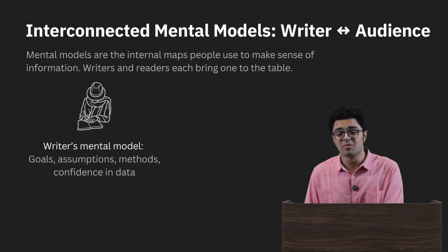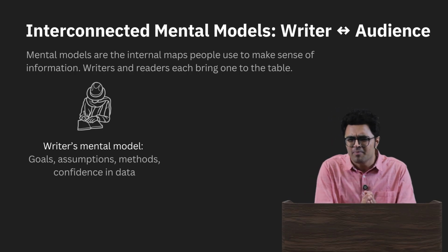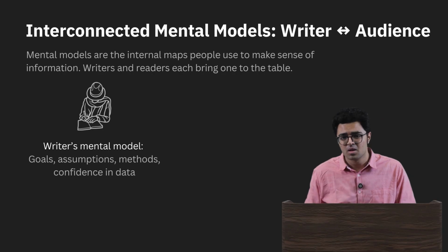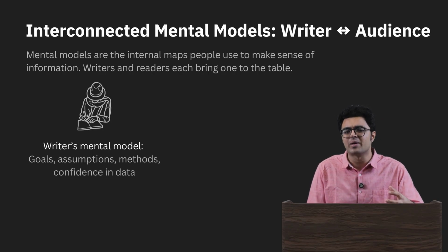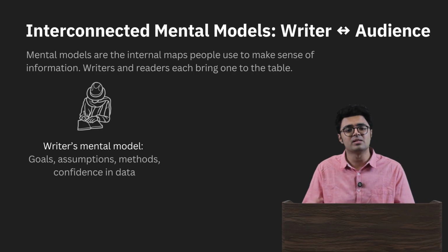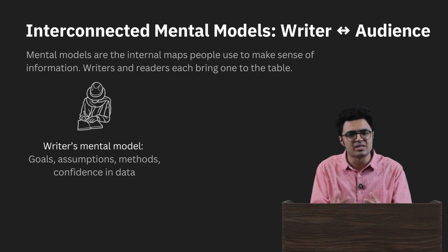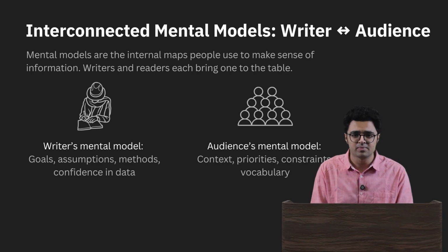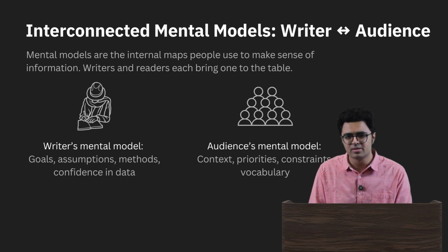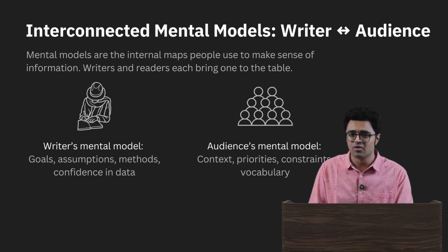While the audience's mental model may be complementary to the writer's one, it may not be the same. Because oftentimes the audience's expectation and the writer's expression don't match each other. This is what the audience's mental model looks like: context, priorities, constraints, and vocabulary.